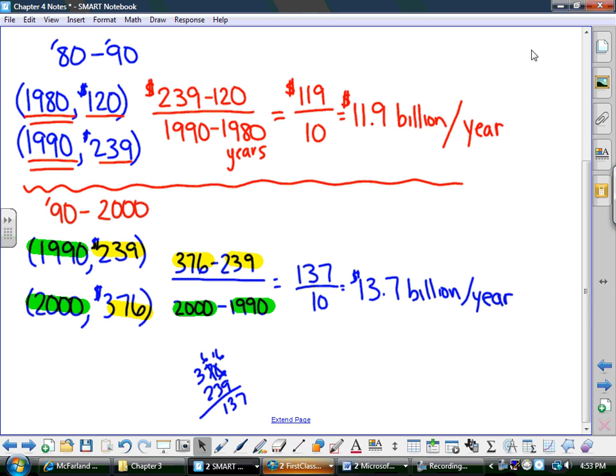That means the restaurant industry was growing at $11.9 billion per year in the 80s, and then $13.7 billion per year in the 90s. It was growing faster in the 1990s than it was in the 1980s.